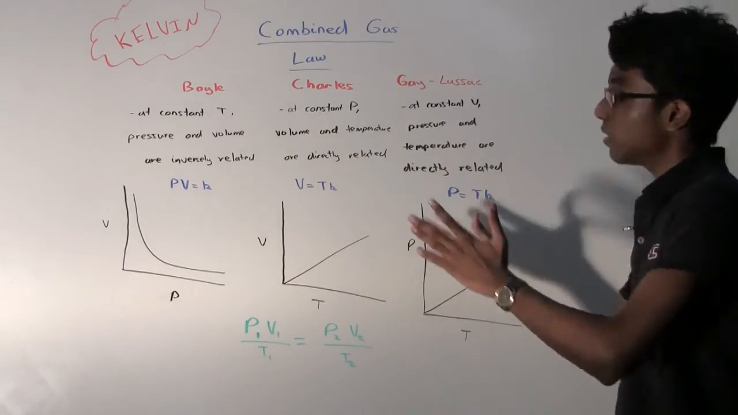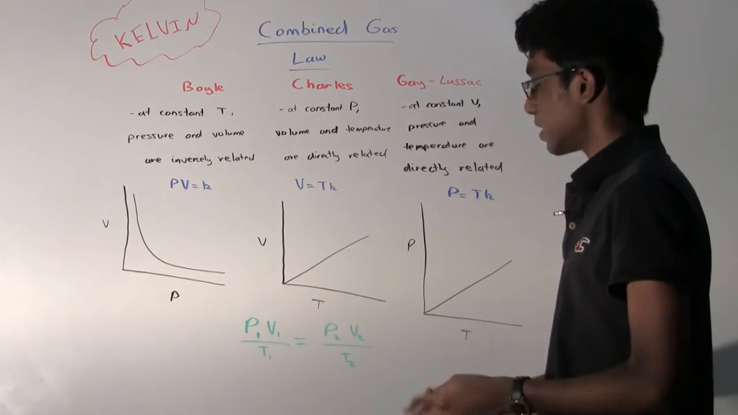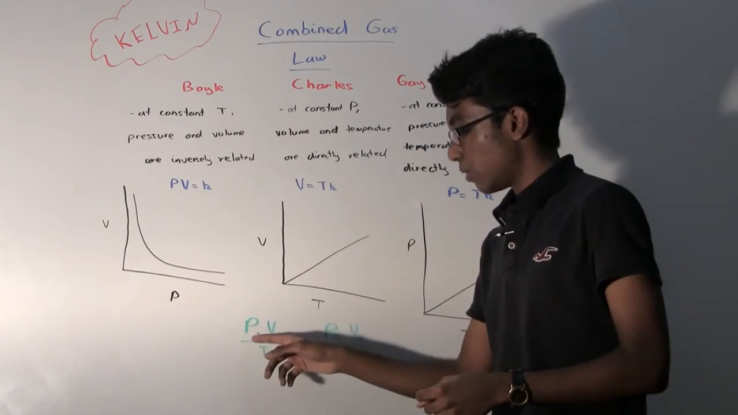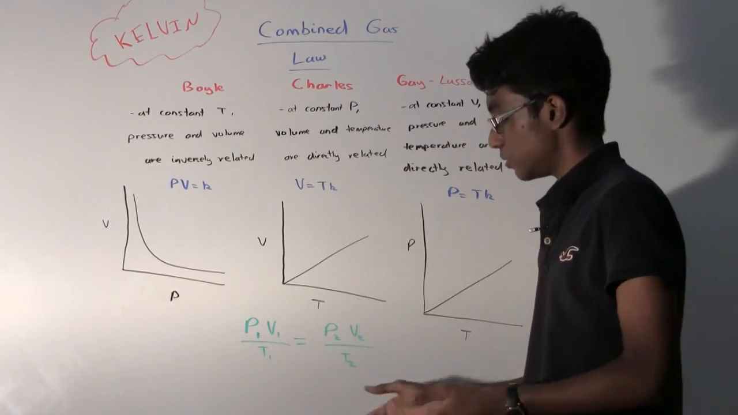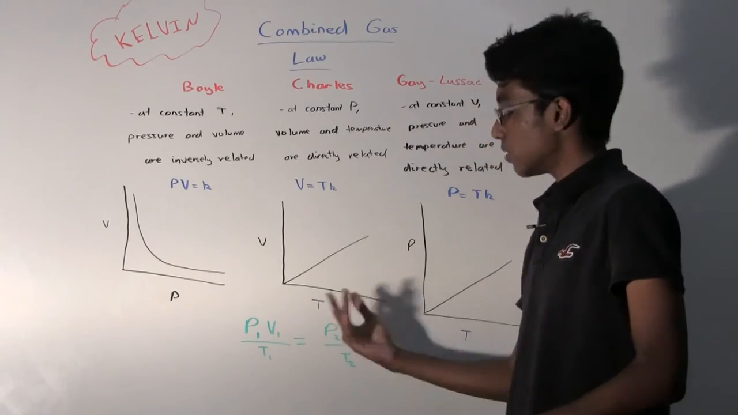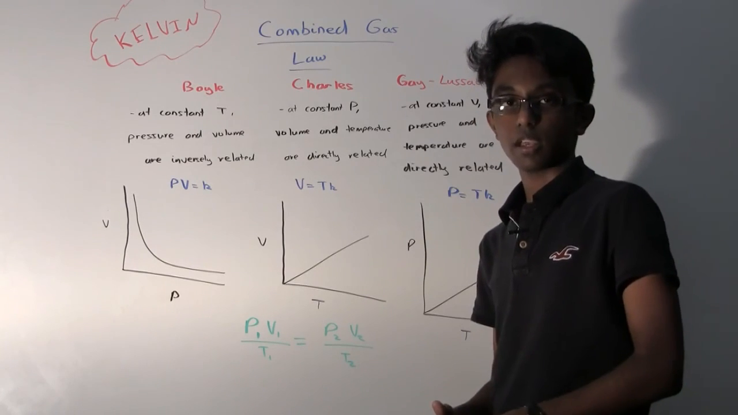And then when we combine all of these three gas laws together, we get the combined gas law, which says P1V1 over T1 equals P2V2 over T2. And this is a very handy little law that we can use for many calculations. And I'm going to go ahead and show that in the second part of this video.